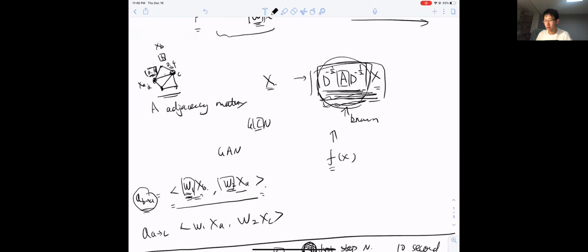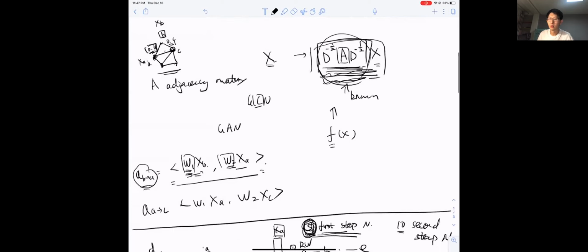So the graph attention network and this one, GraphSAGE, both of them are improvements on the original graph convolutional network, and people usually combine these two ideas together to build a model.